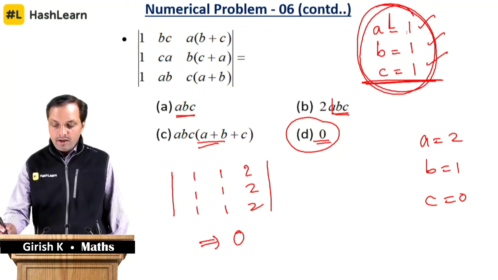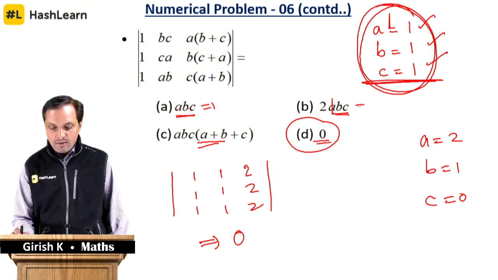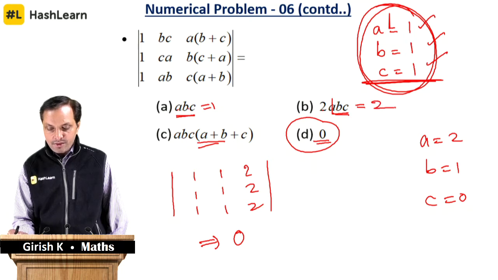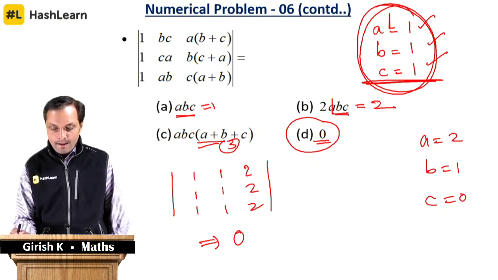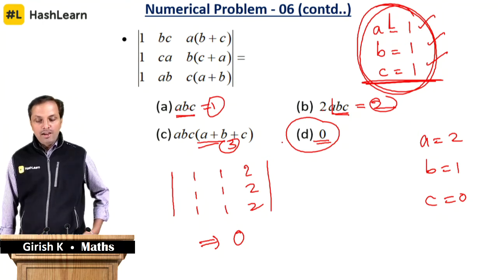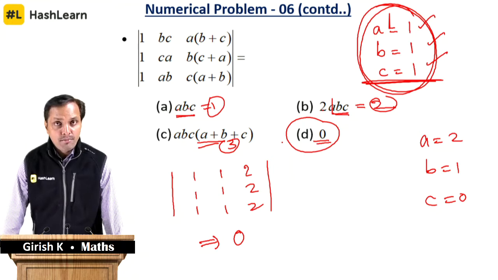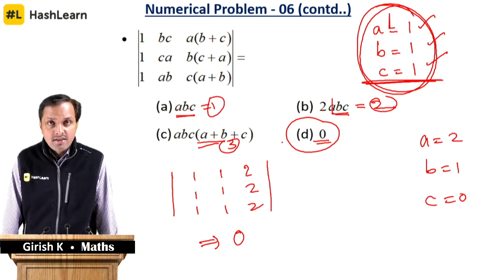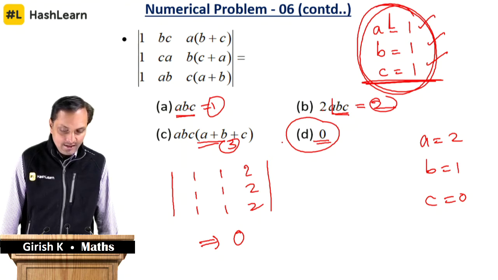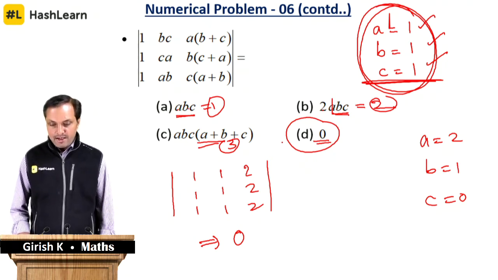Here, for A, B, C as 1, it is 1 into 1 into 1. A, B, C is 1. 1 into 1 into 1. 2 into 1 is 2. Here 3. So we need 0. So 0 is only option D. So the best method to solve the problem in your competitive exam is to assume the values of A, B and C. Okay, fine then. Let's come to the next numerical, number 7.